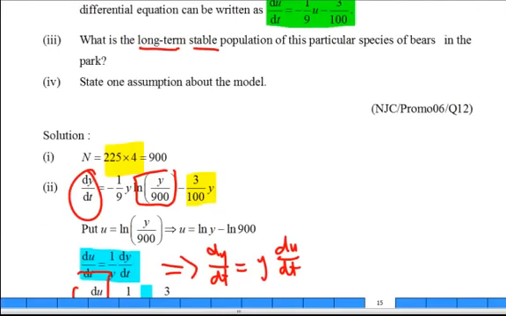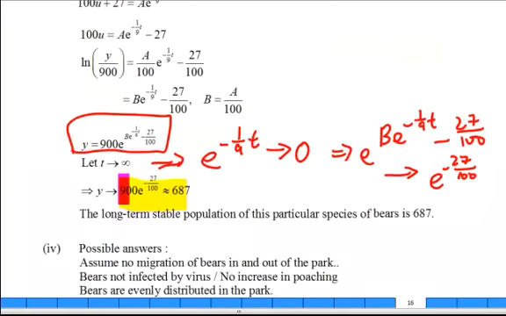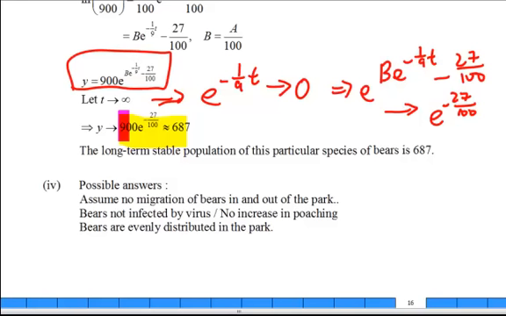As for the last part, you are supposed to state one assumption about the model. Possible answers will be: you have to assume no migration of bears in and out of the park, bears are not infected by virus, bears are evenly distributed in the park.